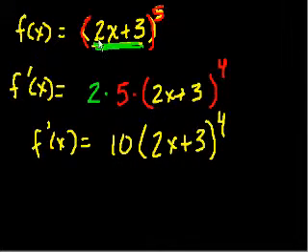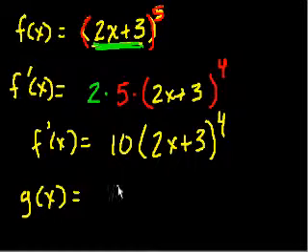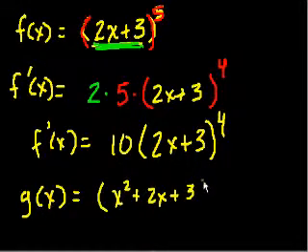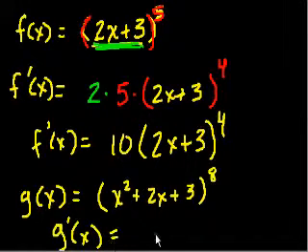That was a lot simpler than multiplying out 2x plus 3 to the fifth power and then doing the derivatives the old way. I know this was probably a little confusing to you, so I'm going to try to do a couple more examples. Let's change it a little bit. Let's say g of x is equal to x squared plus 2x plus 3 to the 8th power. So g prime of x is going to equal, well, what did we say?